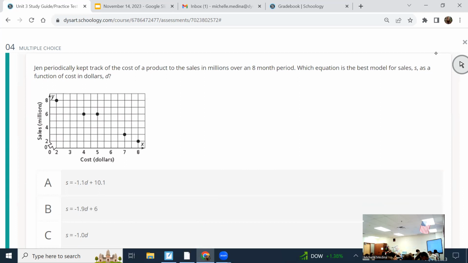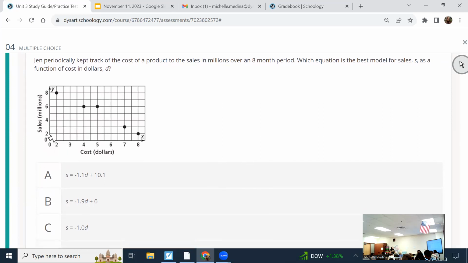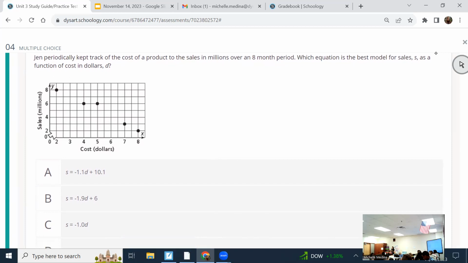Jen periodically kept track of the cost of a product to the sales in millions over an 8-month period. Which equation is the best model for sales S as a function of cost in dollars B? So there's a few ways you could go about this. These dots on the scatter plot are not very hard to see. In fact, they all go through the graph nicely.